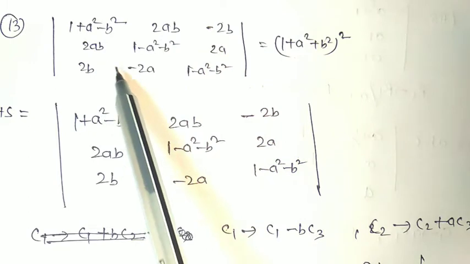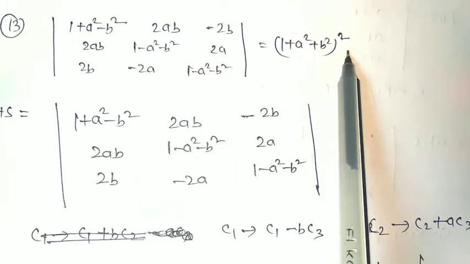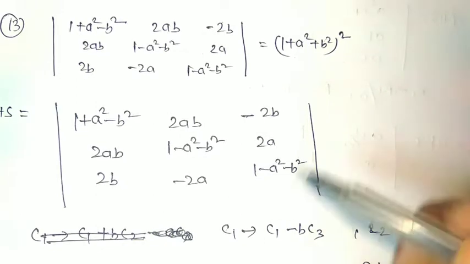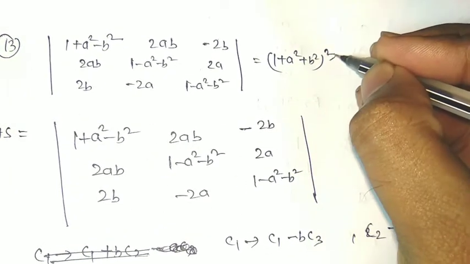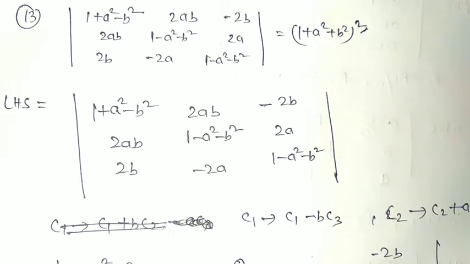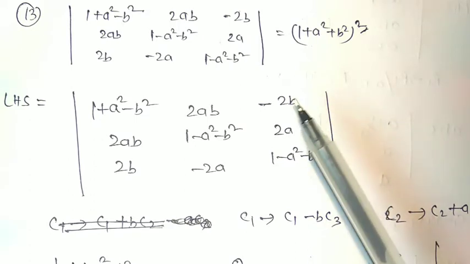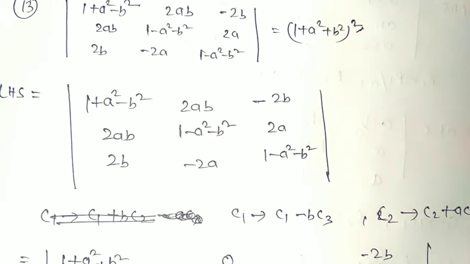Now to solve this, it is equal to (1 plus a square plus b square) whole cube. That is what we have to prove. Now we use properties of determinants. We have to use column operations, and we are going to make zeros.